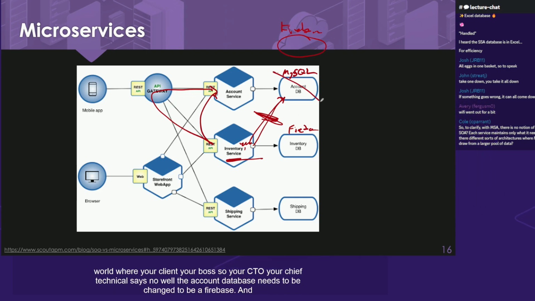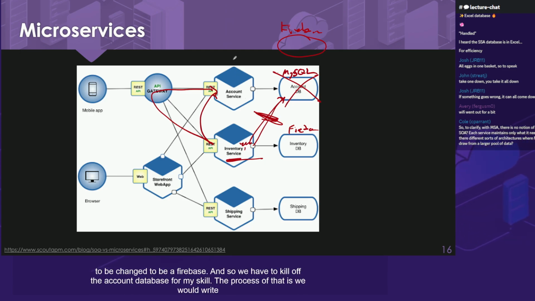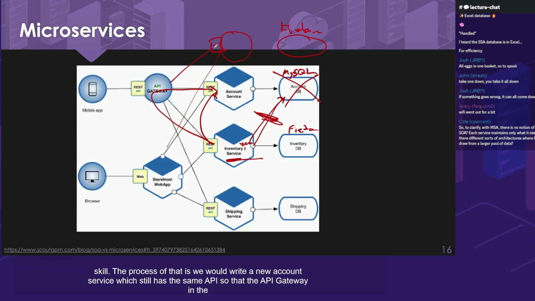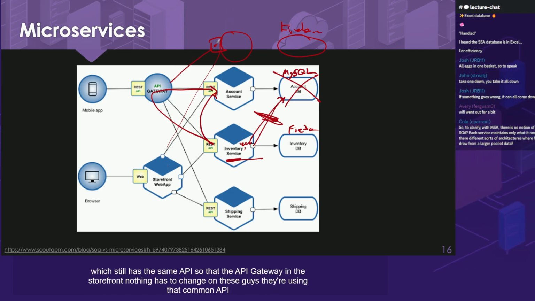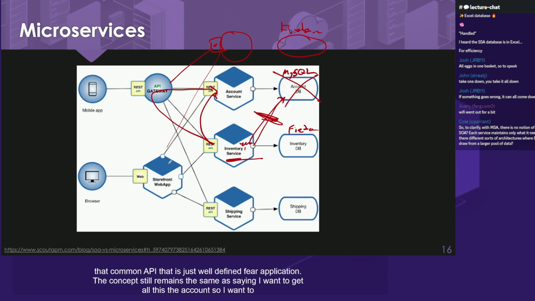And so we have to kill off the account database for MySQL. The process of that is we would write a new account service, which still has the same API, so that the API gateway and the storefront, nothing has to change on these guys. They're using that common API that is just well-defined for your application. The concept still remains the same as saying, I want to get all the accounts, or I want to post a new account. The API doesn't change.